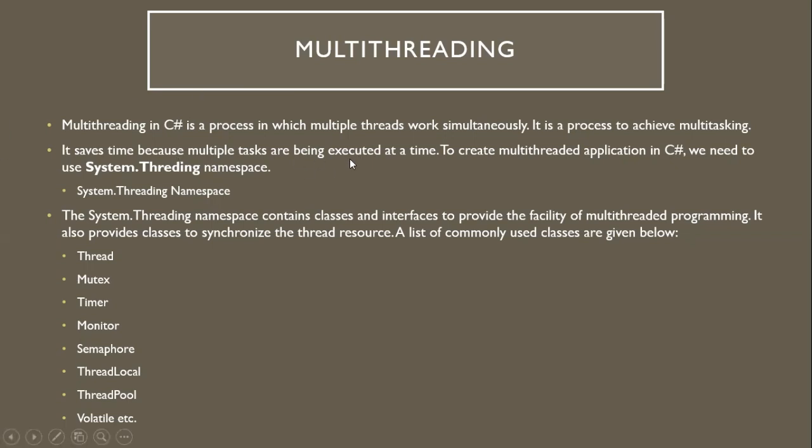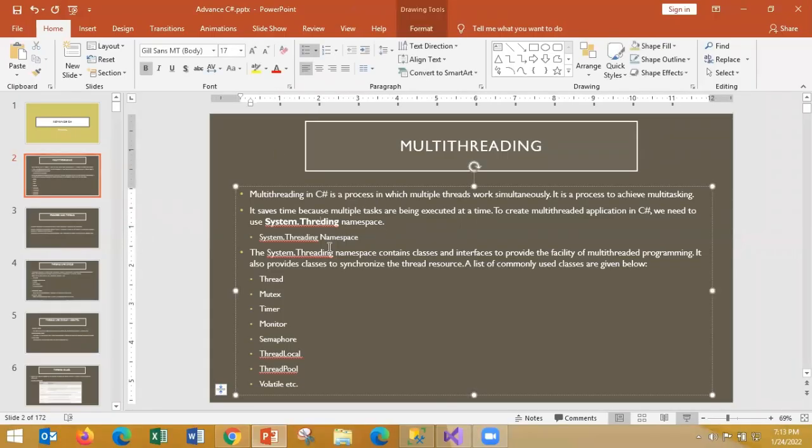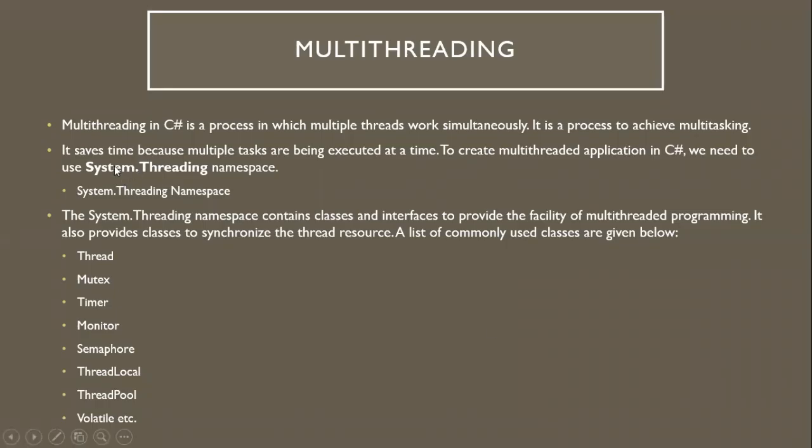Now, to create multi-threaded applications in C Sharp, we need to use this namespace called System.Threading. The spelling is wrong here, so I'm going to change the spelling. So we're going to use this particular namespace called System.Threading. That's what you see here. Let me try to annotate this.